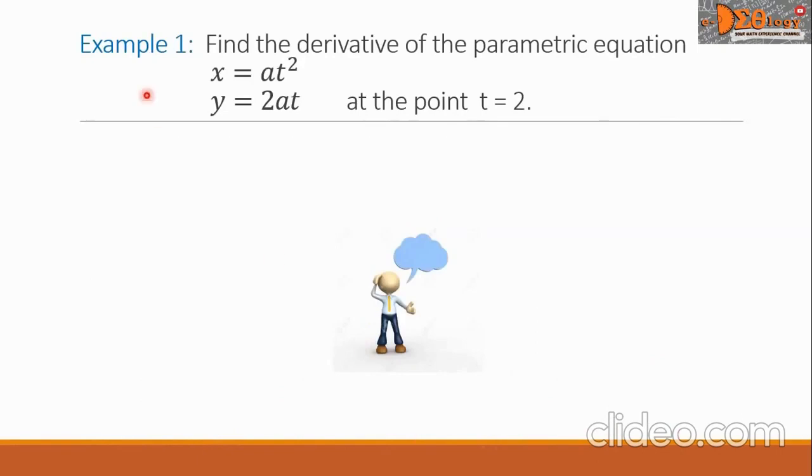Let us see example 1. Find the derivative of the parametric equation x equals at squared, y equals 2at at the point t equals 2.